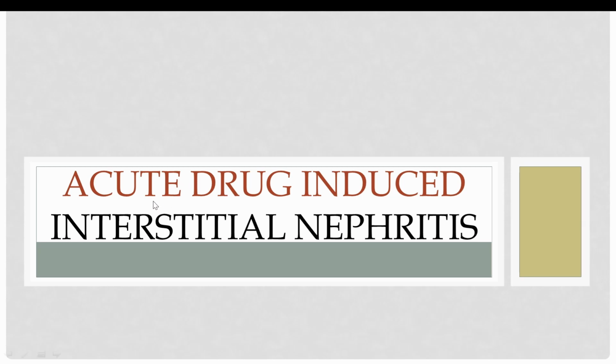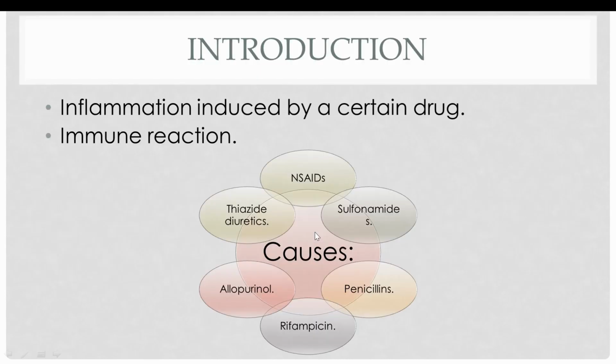Bismillahirrahmanirrahim. So the next topic is acute drug-induced interstitial nephritis. So the disease is actually caused by the inflammation induced by a certain drug. The inflammation is mostly immune mediated, and the drugs that cause the disease include certain NSAIDs, sulfonamides, and synthetic penicillins, which include methicillin and ampicillin.